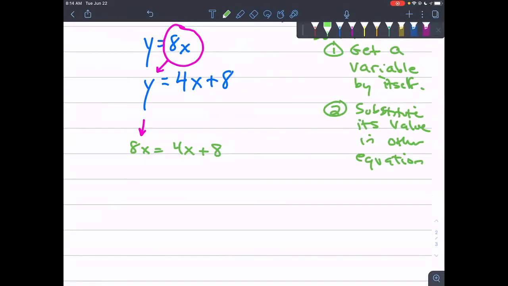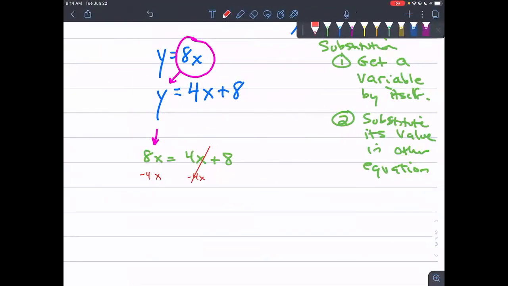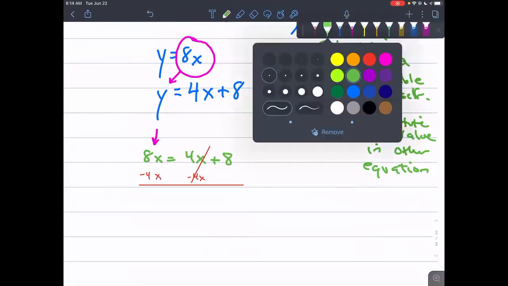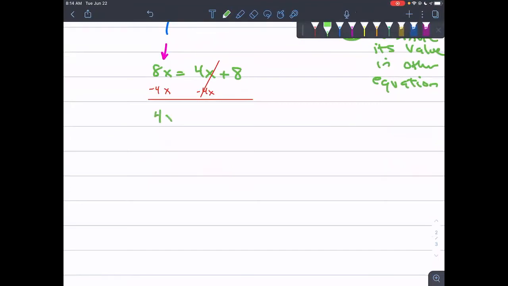You can solve that a few different ways. I'm going to get the x's on the same side, so that 4x on the right, I'm going to move over. So we'll subtract 4x on both sides. 4x is gone on the right. So we've got 8x minus 4x is 4x, and then equal to 8 on the right. Divide by 4 so we can figure out what x is. Make sure you do that on both sides. We've got x equals 8 divided by 4, which is 2.